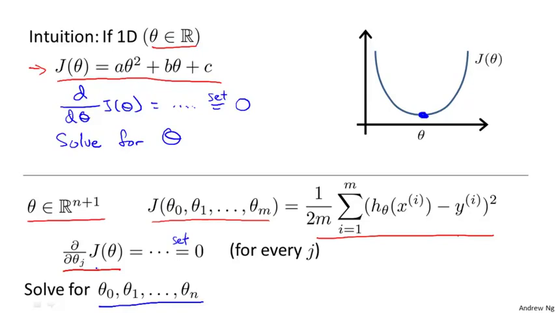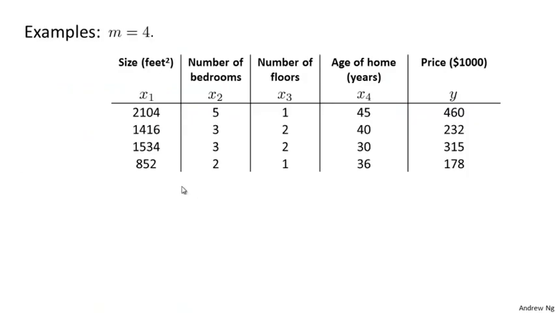I realize some of the comments I made may have made more sense only to those of you that are a little more familiar with calculus. But if you're less familiar with calculus, don't worry about it. I'm just going to tell you what you need to know in order to implement this algorithm and get it to work. For the example that I want to use as a running example, let's say that I have m equals 4 training examples. In order to implement this normal equation method, what I'm going to do is the following.